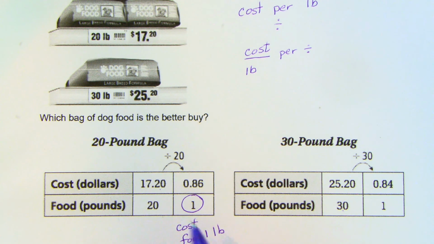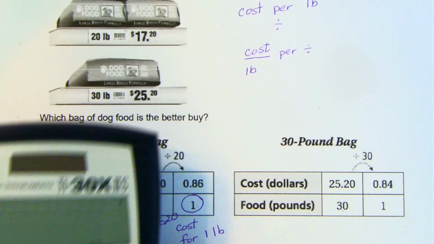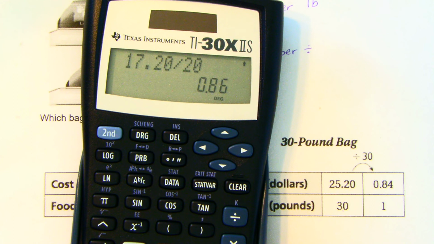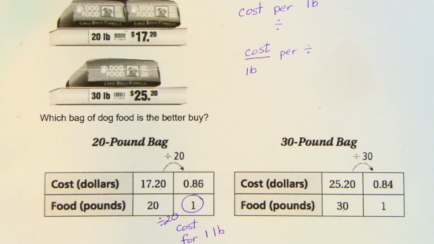In order to get there, you're going to divide by 20. 20 divided by 20 is 1. And then you can do $17.20 divided by 20. You get out your calculator and you do $17.20 divided by 20 equals 0.86. That's 86 cents. So that 20-pound bag costs 86 cents per pound.